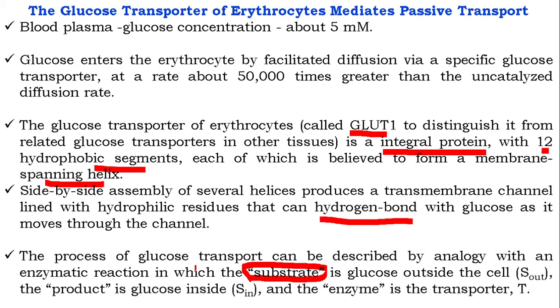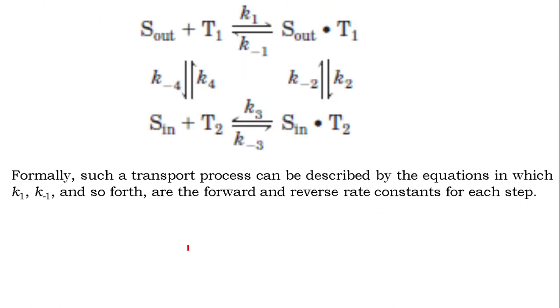And of course, the transporter protein may be considered as the enzyme. See here, this is substrate outside the cell. Substrate is glucose. Glucose outside the cell and the transporter protein, they are separated from each other. Here, they combine with each other. Outside the cell, the glucose is combining with the transporter, forming a complex. Remember, forward reaction has a constant of K1, while backward reaction has a constant of K minus 1.